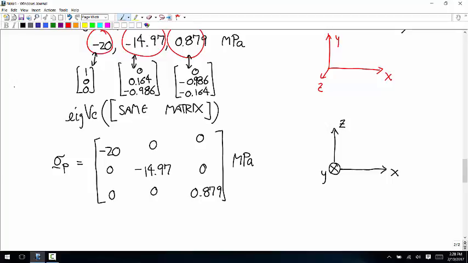Since I put the negative 20 in the x spot, that first eigenvector has to be our new x-axis. And if you draw this vector in this coordinate system, it's just aligned with the old x-axis. So that's the new x-axis. And then the y-axis, I made negative 14.97 the y normal stress, and so that means that this, or its negative, has to be the new y-axis.